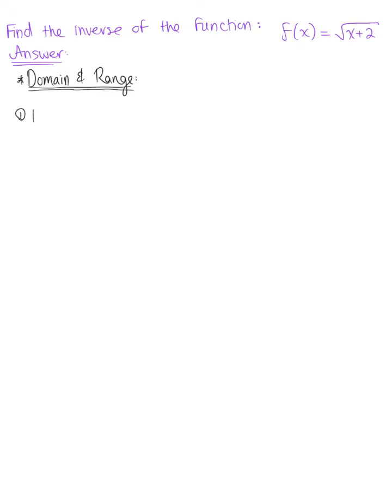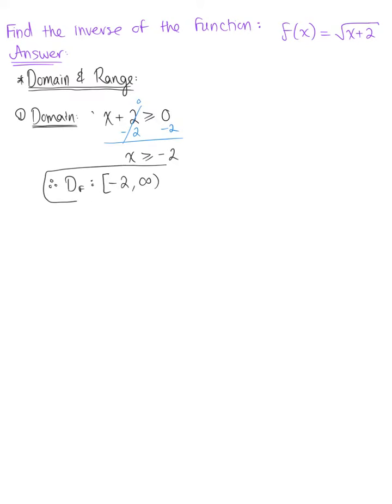So let's first start with our domain here. We know we're working with an even root radical, which does not exist if the inside's negative. So we're going to set our inside, x plus 2, greater than or equal to 0, to prevent negative numbers. We solve for x by subtracting 2 from both sides of the expression. So 2 minus 2 leaves us with 0, and we can see that x must be greater than or equal to negative 2. Therefore, the domain of the given function is all real numbers greater than or equal to negative 2.